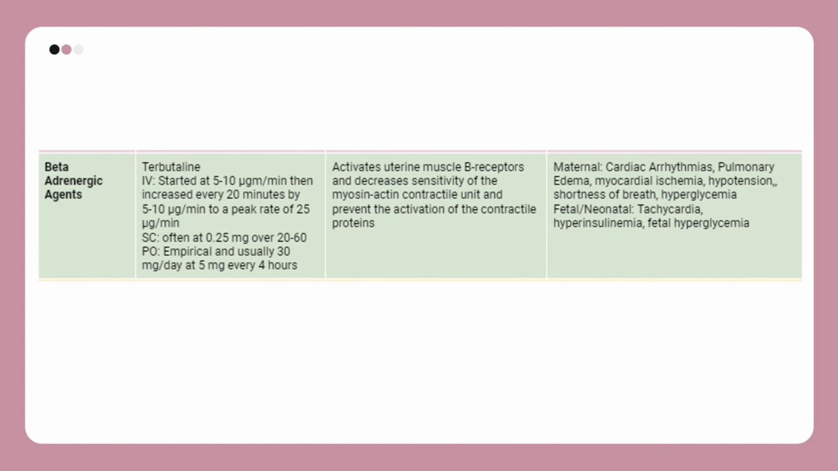Beta-adrenergic agents, especially terbutaline, is one of the more popular tocolytics. It may be started intravenously at 5 to 10 micrograms per minute, then increased every 20 minutes by 5 to 10 micrograms per minute to a peak rate of 25 micrograms per minute. It may also be administered subcutaneously at 0.25 milligrams or orally at 5 milligrams every 24 hours to deliver a daily total dose of 30 milligrams.